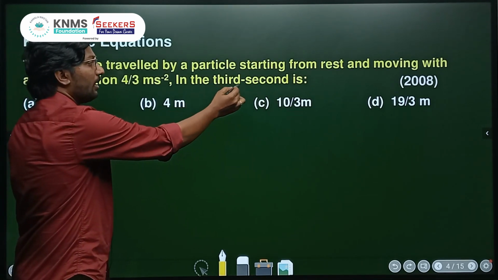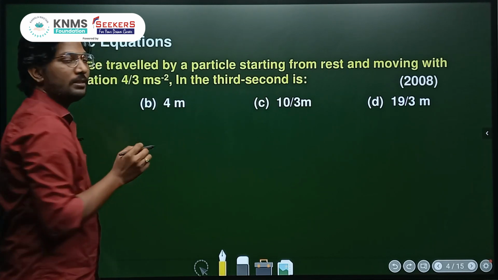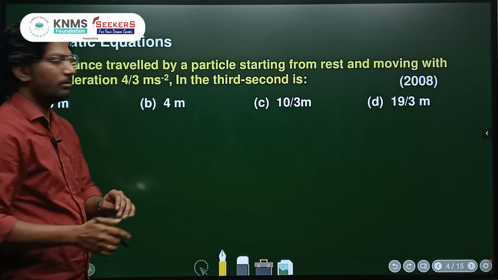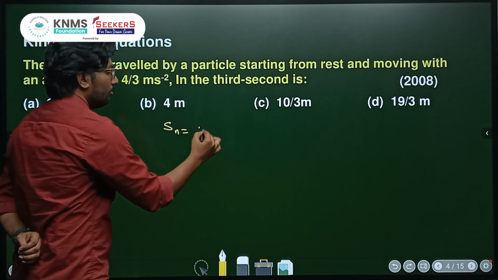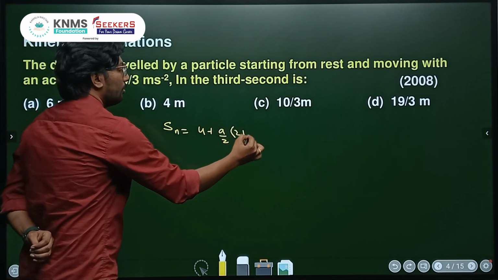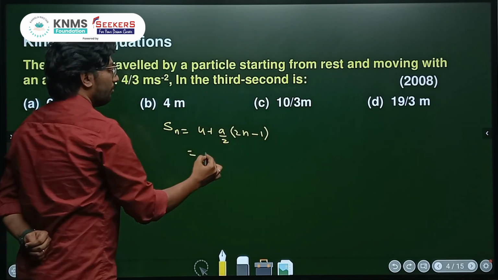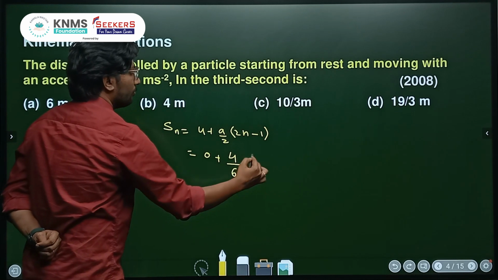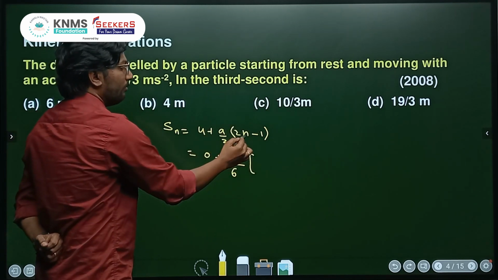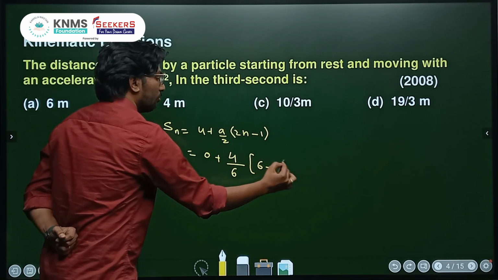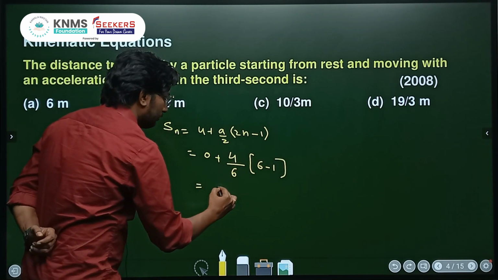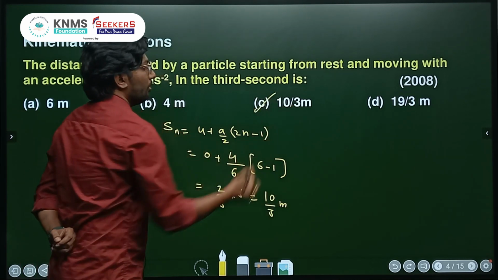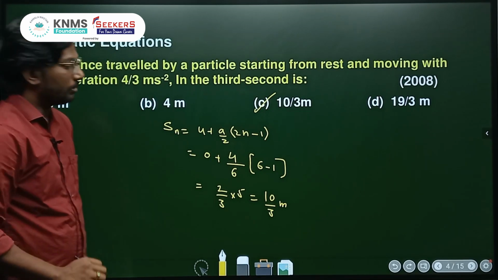And the distance they are asking, is it in the third second? Third second in the sense, it is not an overall duration, it is a particular second, which means we have to use the fourth equation, that is Sn is equal to u plus a/2 into (2n minus 1). It started from rest, so initial velocity 0, acceleration is 4/3, there is a 2 over here, that will become 4/6, and third second, so n value will be 3, so 2 into 3, that will be 6 minus 1, so that should be 2/3 into 5 or 10/3 meters, which is option C. Okay, let's go for the next question.